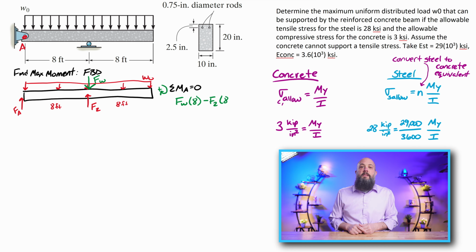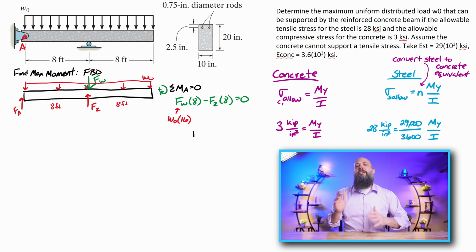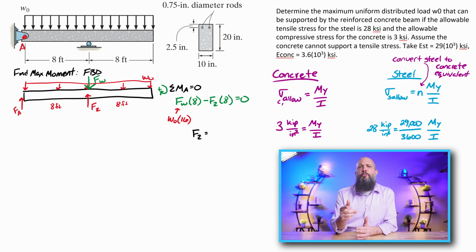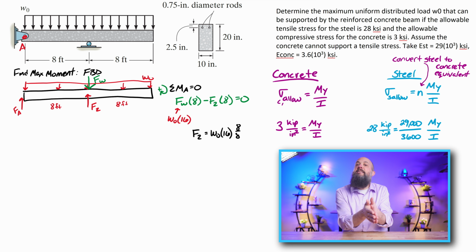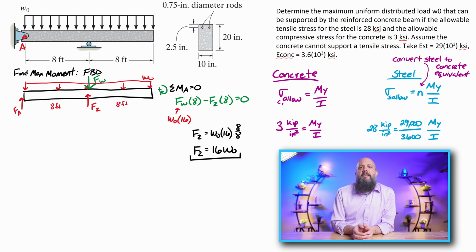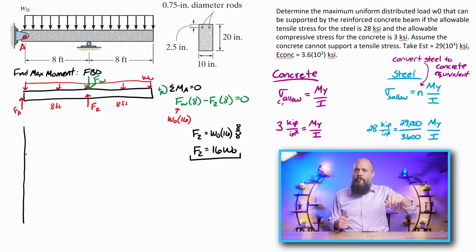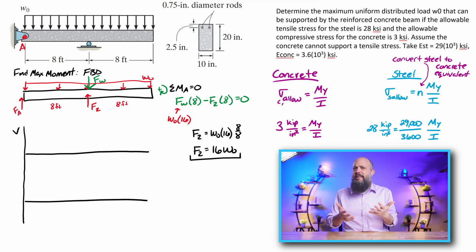So sum of moments about point A, I just have FW times 8. I don't know what that value is going to be. And then F2 times 8. So plug in the numbers here. I get that F2 is 16 W naught. So whatever that value for W ends up being, F2 is going to be 16 times as much. And since FW, the force pointing downwards, is 16 W naught, this means FA is 0.